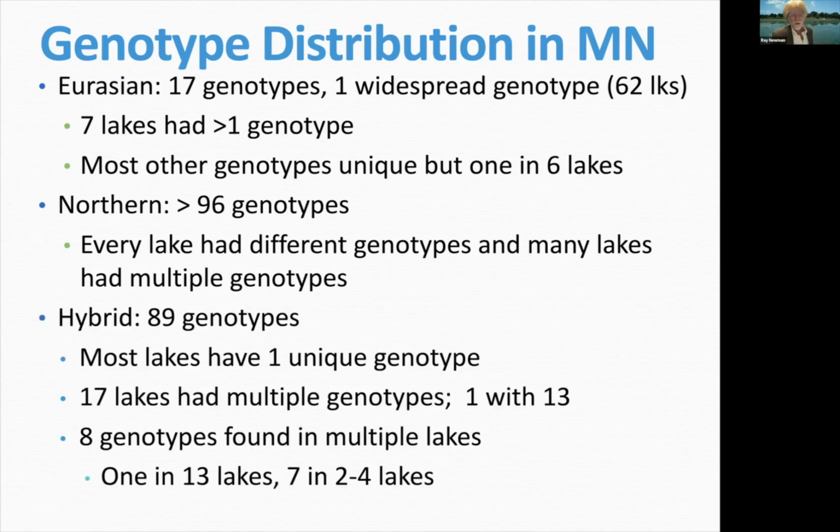Hybrid water milfoil is intermediate. We've got 89 genotypes we have identified now, and most lakes have one unique genotype that's not found in any other lakes. But we do have 17 lakes that have multiple genotypes. In one lake we actually found 13 genotypes. It'll be interesting to see if those persist. And we have a few genotypes that are found in multiple lakes, 8 genotypes so far. One of them has been found in 13 lakes, and then 7 of them are limited to a minor number of lakes, 2 to 4 lakes.